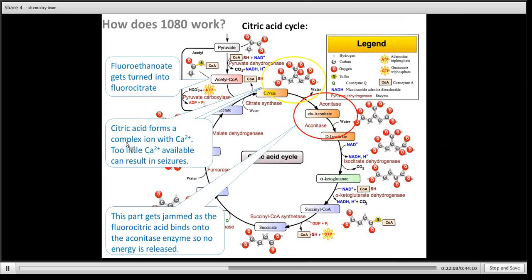It forms a complex ion, and if it complexes the calcium, then you don't have calcium available for doing its function in the body, and so you can get seizures.